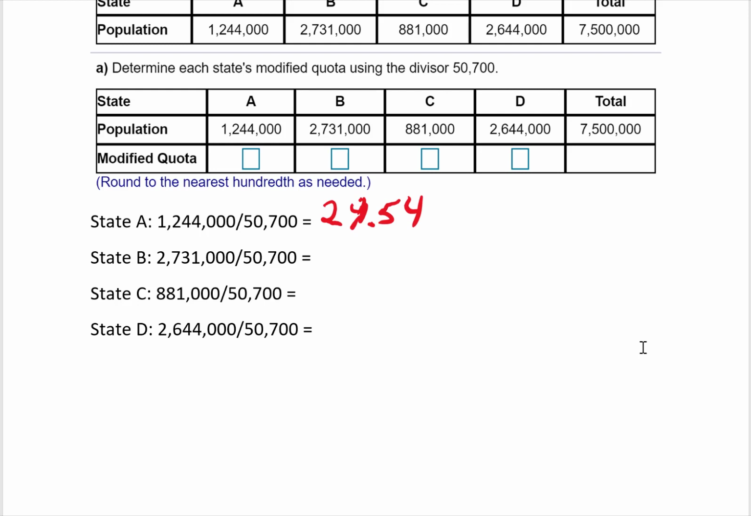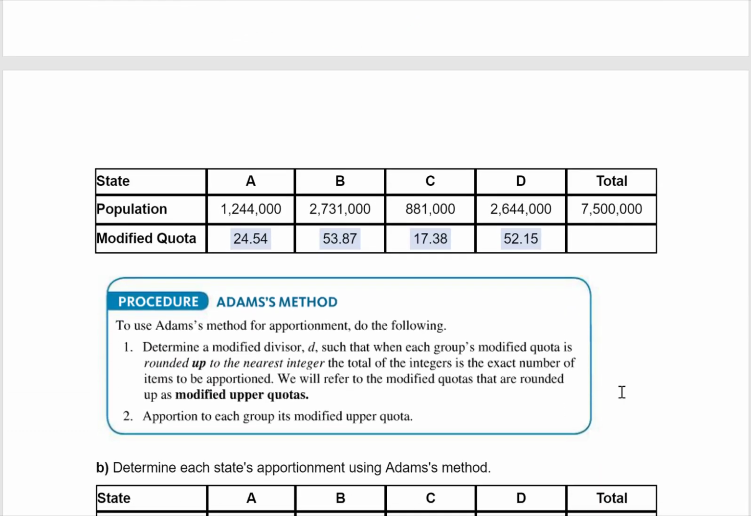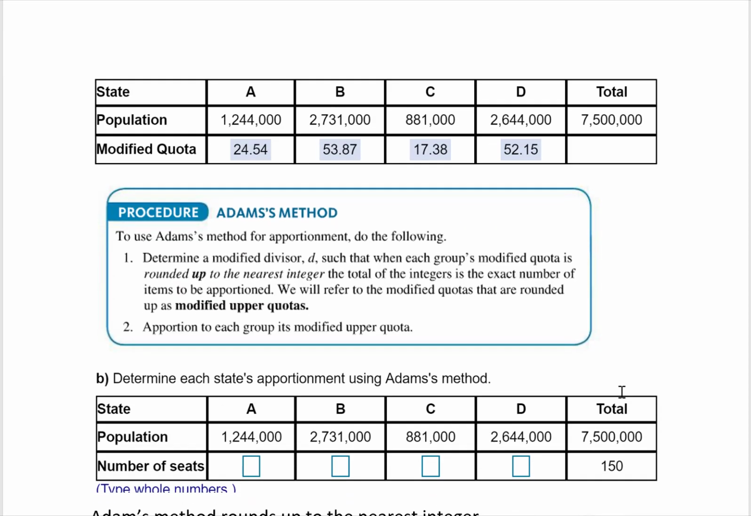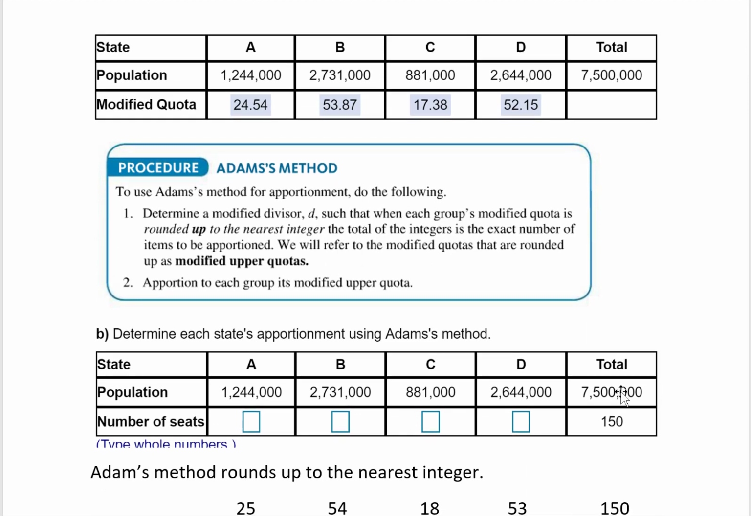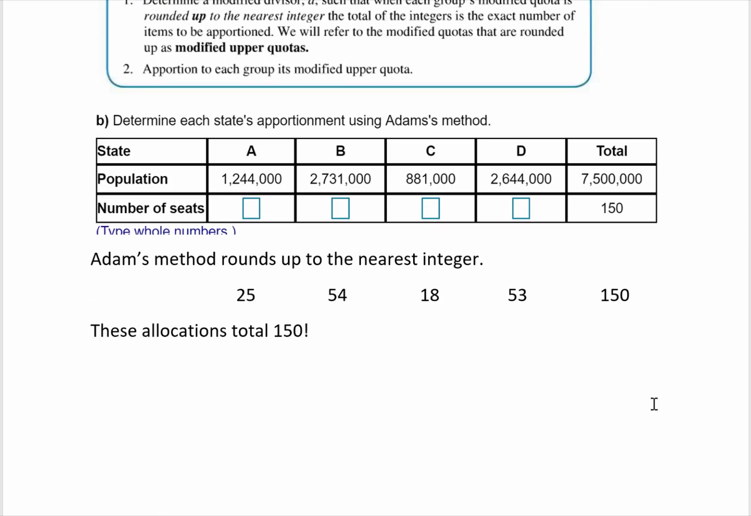And the second state, I get 53.87. And the third state, I get 17.38. And for the fourth state, I get 52.15. And then on the next page, I've brought those numbers over. And remember, in this case, we're going to round up. So for state A, we're going to go up to 25. For state B, we're going to round up to 54. For state C, 18. And for state D, 53. And when I add those up, I get the 150, which is the actual number of items we had to be allocated, the number of seats. And so that's how we did the allocation using Adams' method.